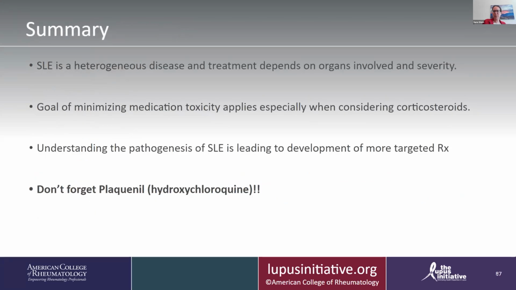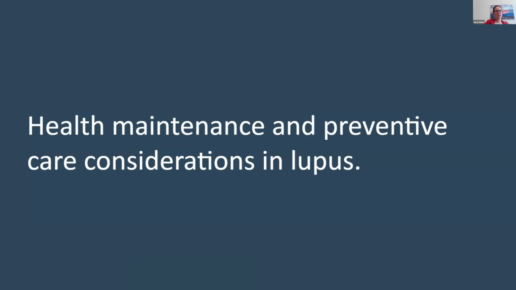So in summary, lupus is a very heterogeneous disease with multiple different presentations and treatments. But if you break it apart, you can really see what's happening. The goal is to minimize medication toxicity when considering corticosteroids, and understanding the pathogenesis of lupus leads to more targeted therapy. Okay.